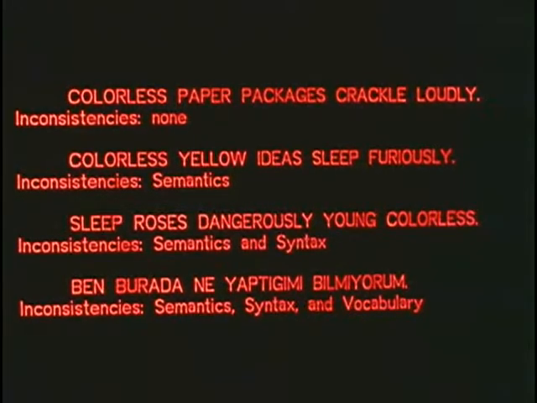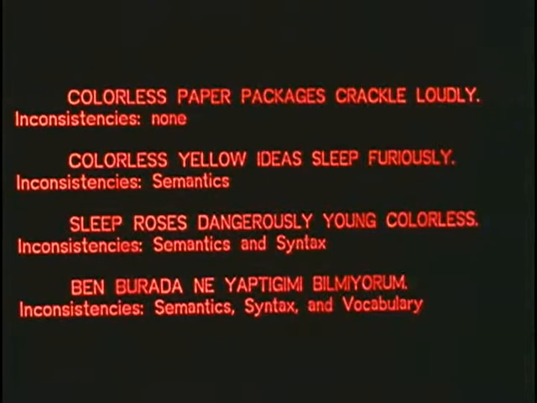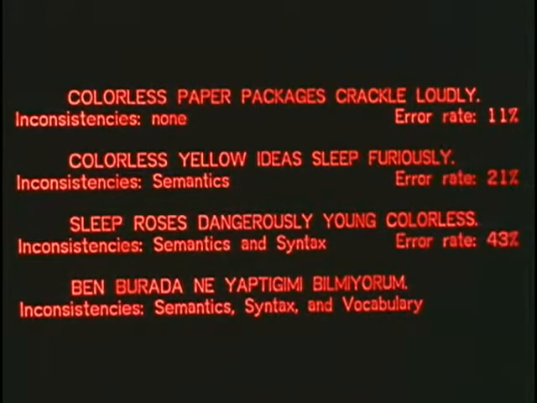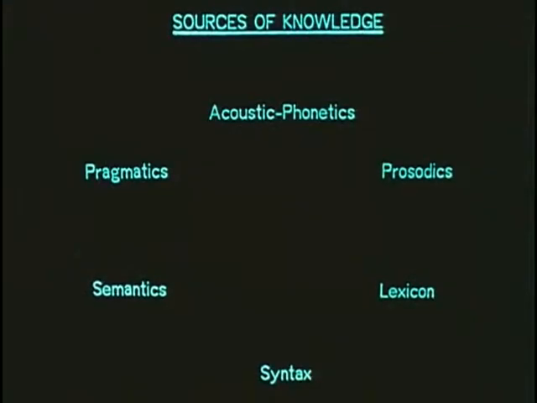One would expect a listener to have more difficulty in recognizing a sentence if it is inconsistent with one or more of these sources of knowledge. In fact, Miller and Isard have quantified the difficulty in immediate recall of these sentences. How does one use all these sources of knowledge in understanding an utterance? Modern linguistic theory is of little help because it attempts to handle every possible sentence using primarily the syntactic source of knowledge.